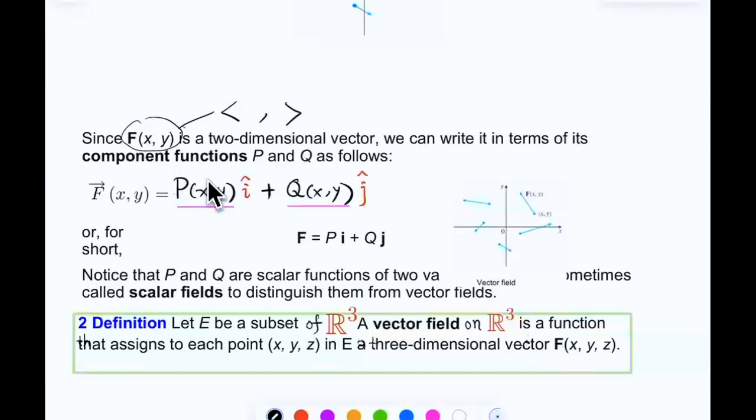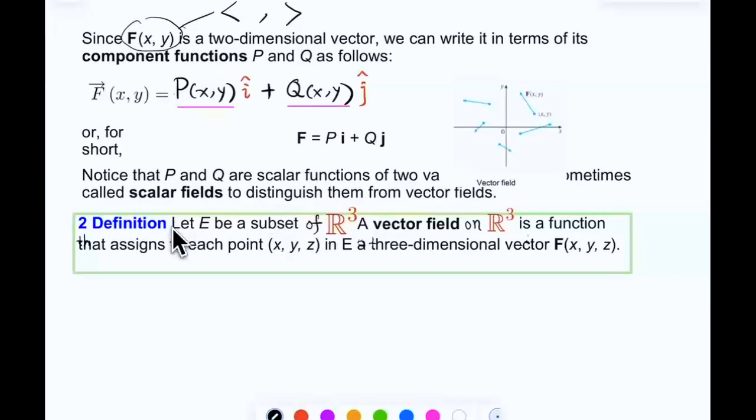Notice that the P and Q over here are scalar functions, right? The F here is a vector function. The output is a vector. The P and Q over here are scalar functions. The output will be real numbers. So we call P and Q here scalar fields to distinguish them from vector fields. So this is a vector field, and the P and Q over here are called scalar fields.